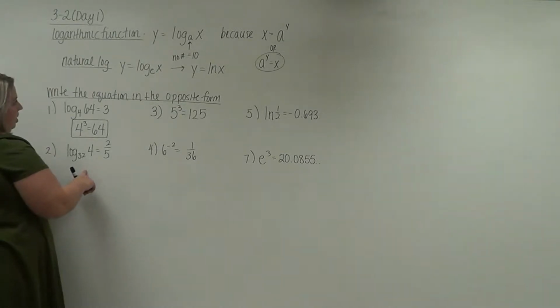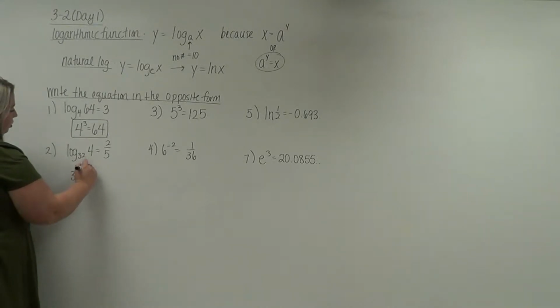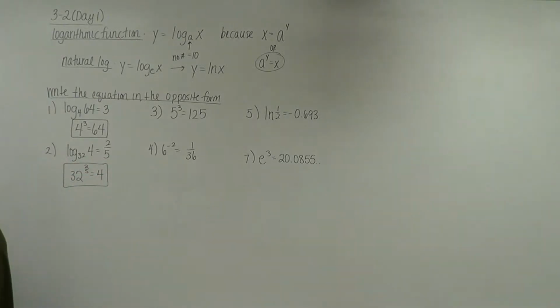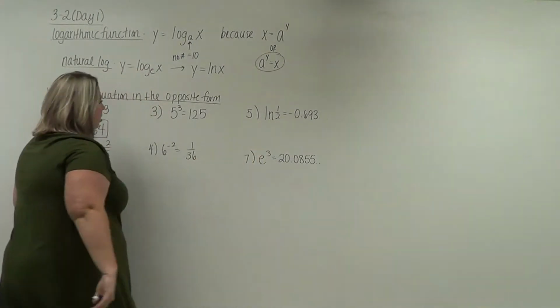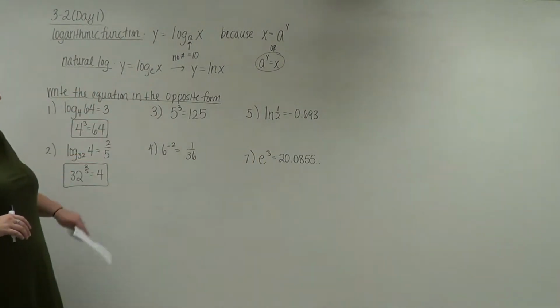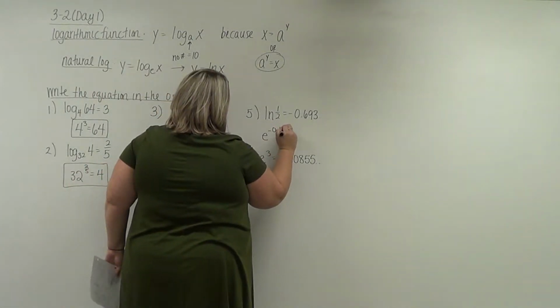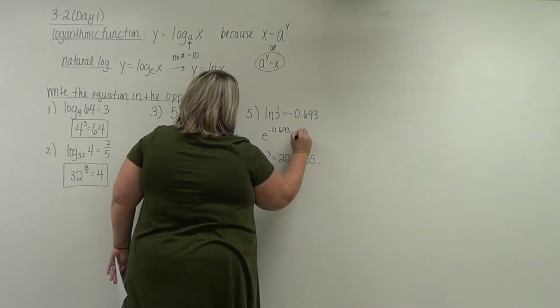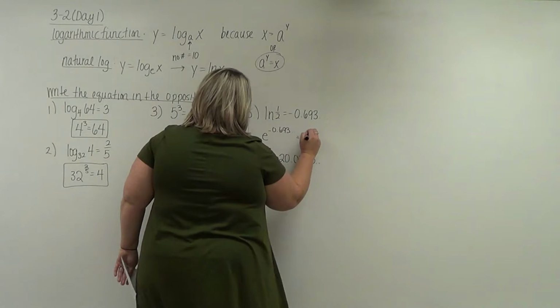Okay, same thing on this one. I want my base to the y, so I would do 32 to the 2/5 equals 4. Okay, and I'm going to go ahead and skip to number 5, because number 5 is a natural log. So for the natural log, the base is e, so this would be e to the negative 0.693 dot dot dot. The reason why it's dot dot dot is it goes on forever. Okay, equals a half.